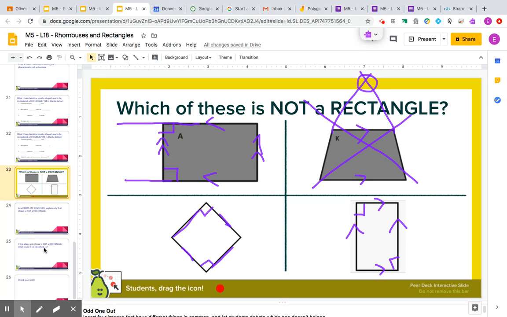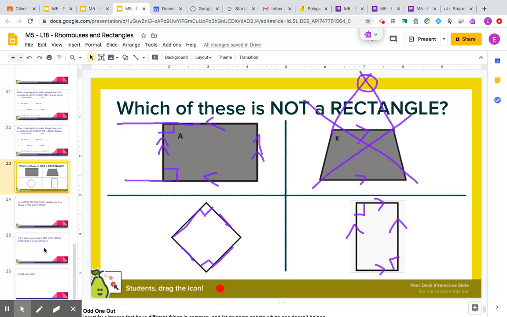Check your work. Did you get that? What questions may you have about figuring out the actual name of each of these shapes?